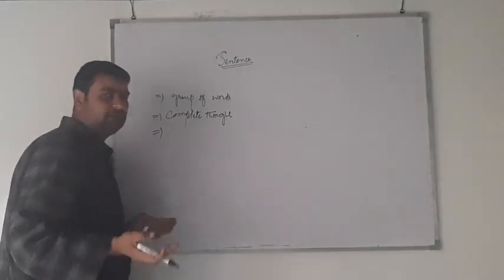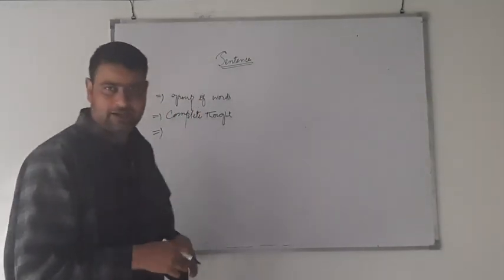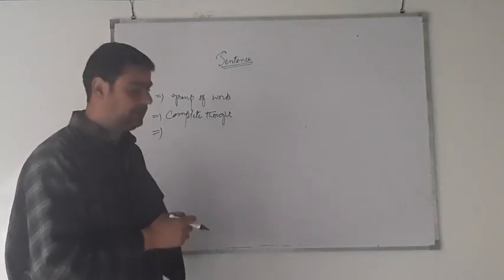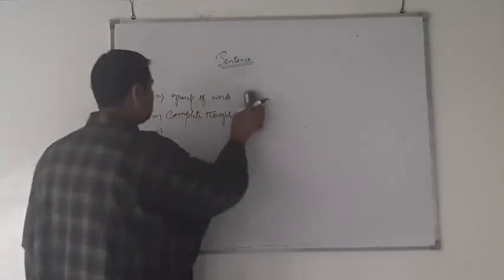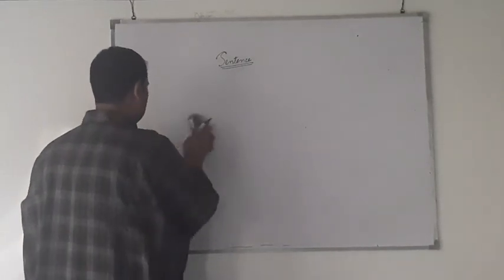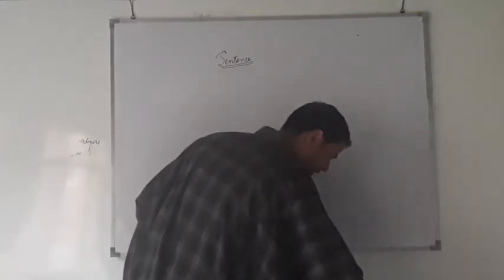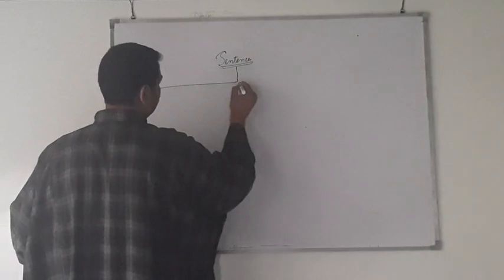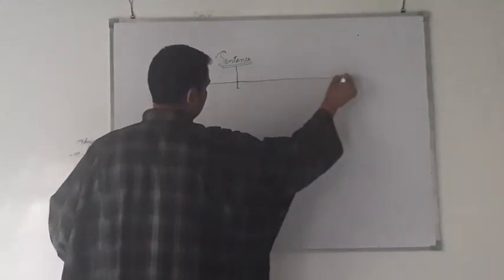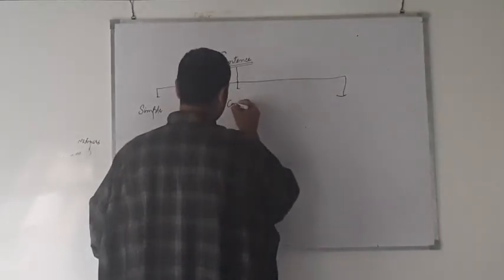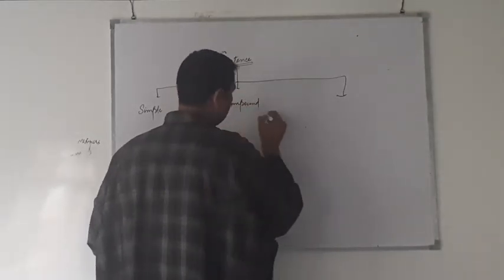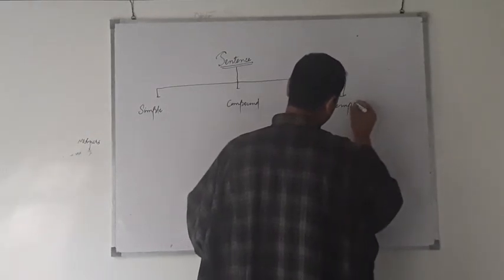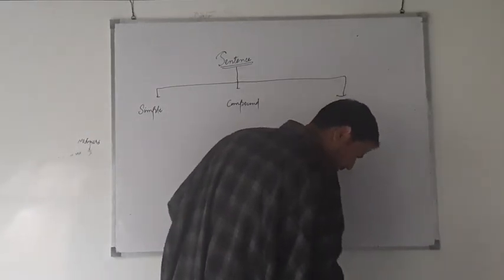And we know a sentence always begins with a capital letter and ends with a full stop. These things we have already read. But here in our syllabus, we have simple, complex, and compound sentences. We have to discuss these three types of sentences: simple, compound, and complex sentence.